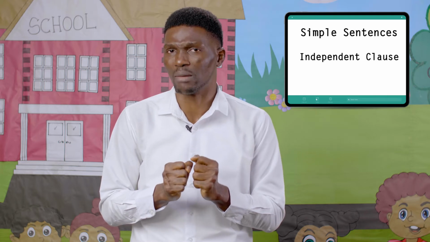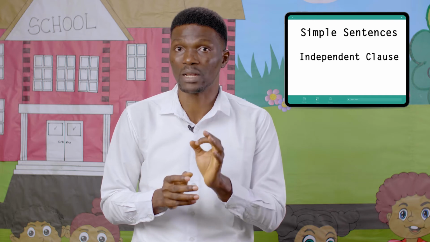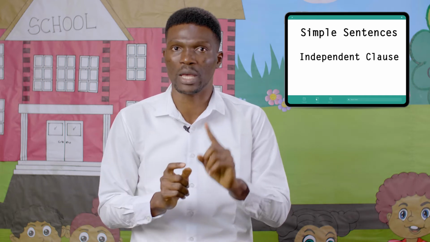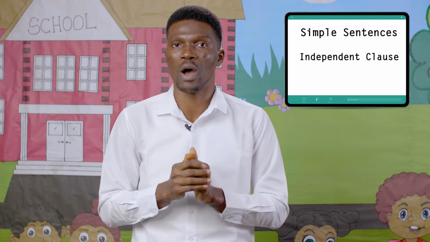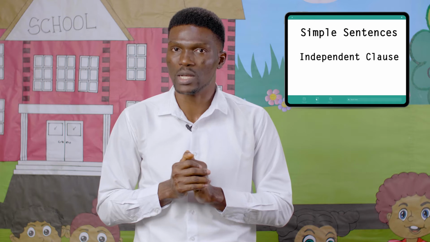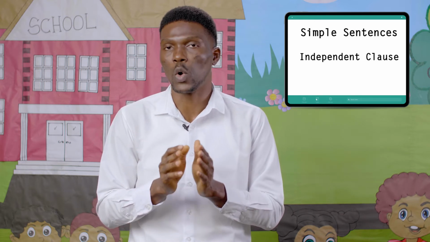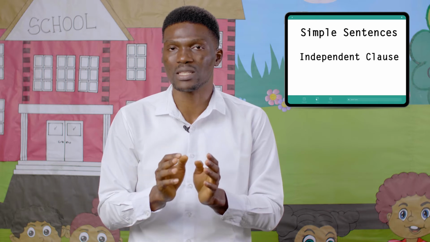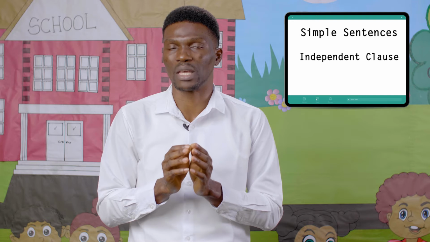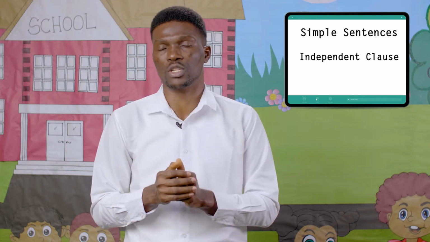Now that I think about it, let me tell you what independent clauses are. An independent clause is also known as a main clause. You will hear me talk about independent and dependent clauses throughout this lesson. So please pay attention. An independent clause is a clause that can stand on its own. On its own, it expresses a complete thought. This is very important because there is another kind of clause that cannot stand on its own.